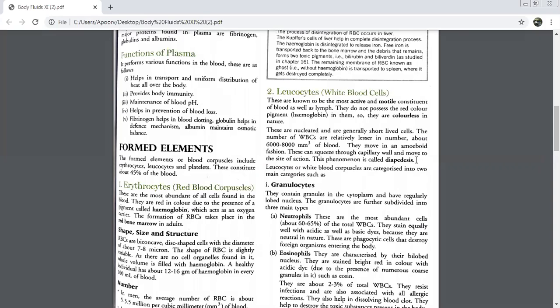Now, they move in an amoeboid fashion. What do you mean by amoeboid fashion? Like amoeba. So they can squeeze through capillary walls and move to the site of action. This phenomenon is called diapedesis. This is very important. We should know what is diapedesis. You read for a second and then let's talk about it.